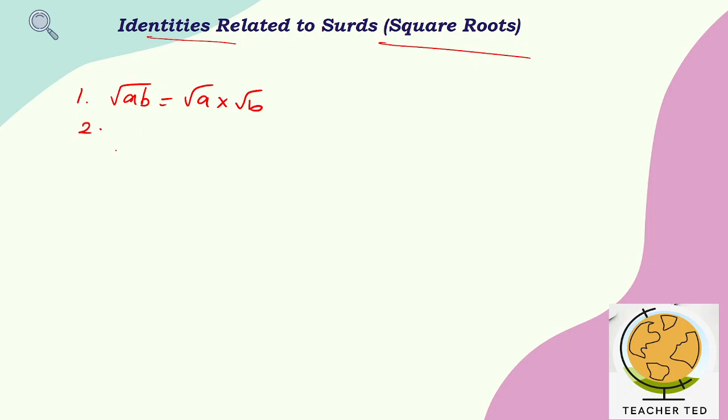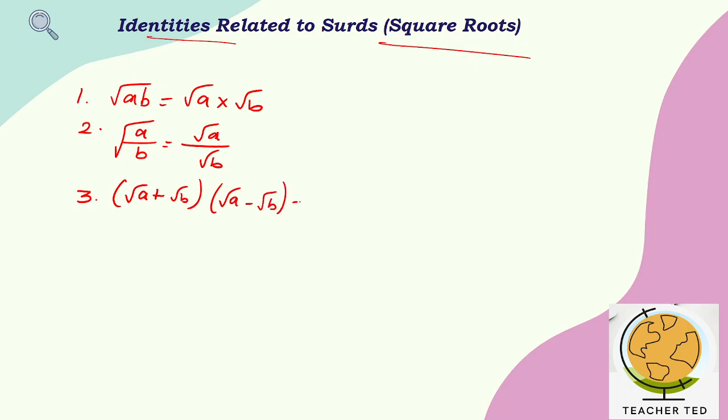Second one is root A divided by B will be equal to root A divided by root B. Number three, square root of A plus square root of B into square root of A minus square root of B will be equal to A minus B. This is very simple. It's very similar to the A plus B into A minus B formula. We know already A plus B into A minus B is A square minus B square.